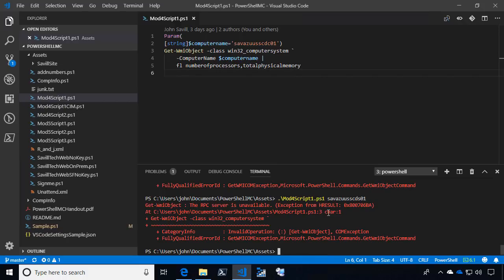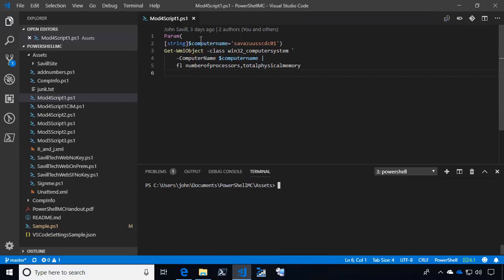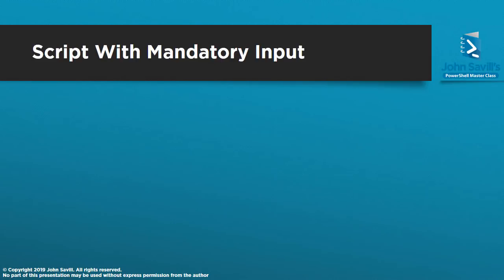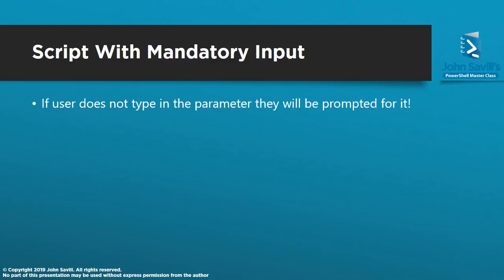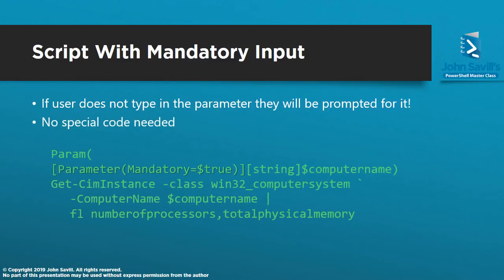And that one wasn't available either. I had a default value, but I don't have to do that. My other approach would be to make it mandatory. And I don't need to do any special code. I can simply say the parameter is mandatory, true.